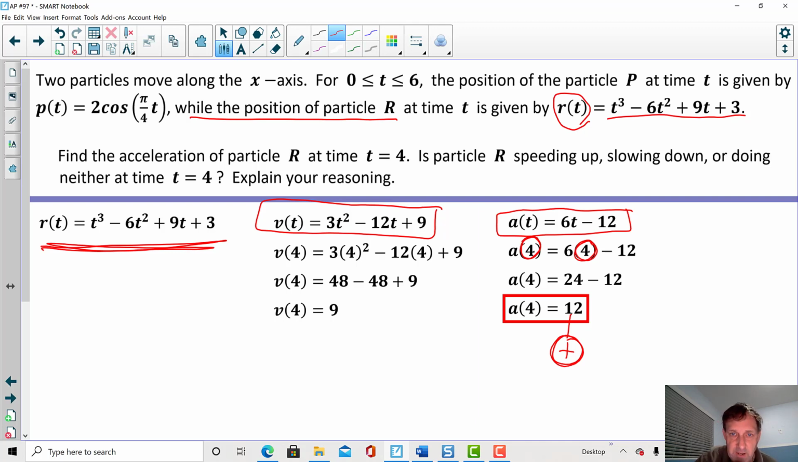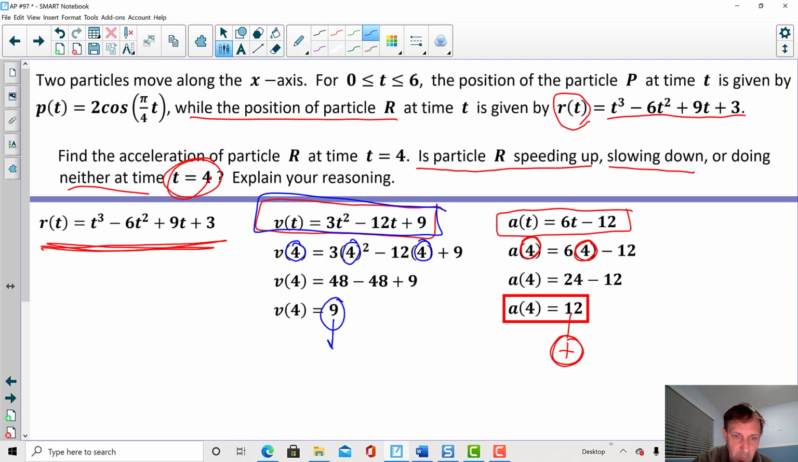The second question it asks us is whether the particle is speeding up, slowing down, or doing neither when t is 4. So we're going to have to find the velocity at that moment in order to figure this out. We know that the acceleration is positive when t is 4, but what is the velocity when t is 4? Remember, we do have the velocity function, so we can plug in a 4 for the t, and then simplify. If we simplify this, we're just going to get a 9.